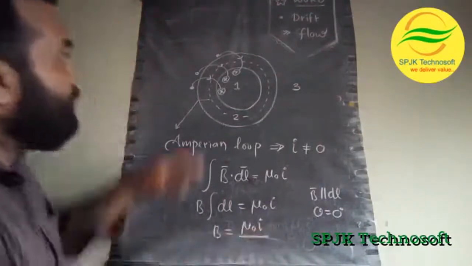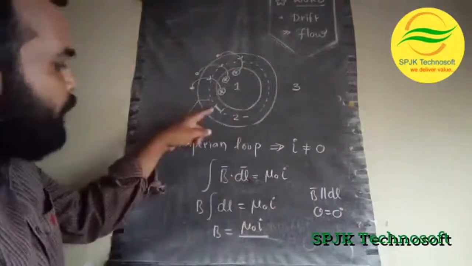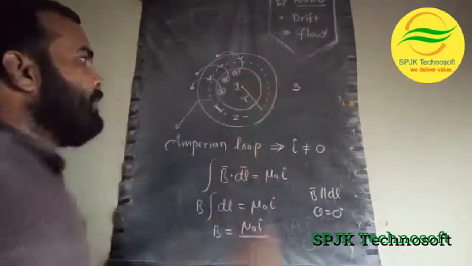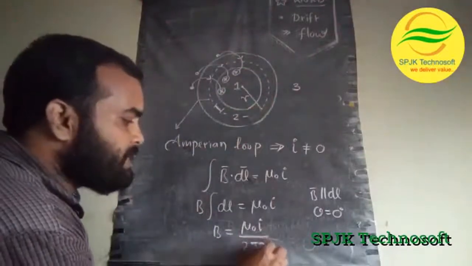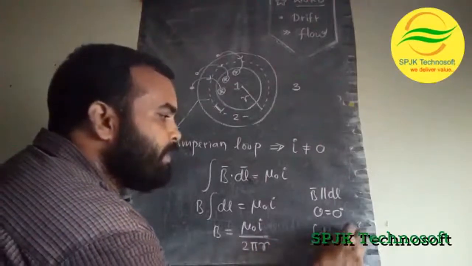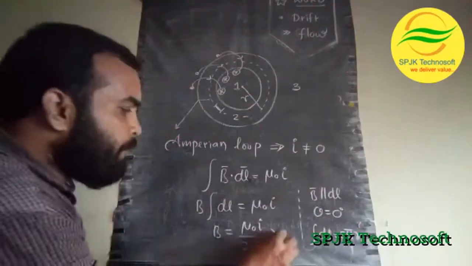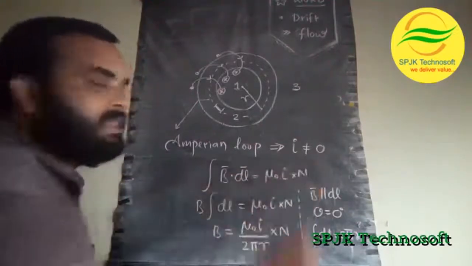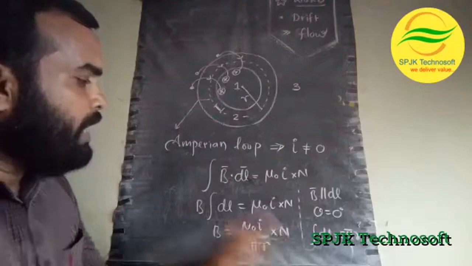Please see, integral dl means, if you take a small element dl on the Amperian loop, and suppose I have taken the radius as r, then it is equal to the circumference of the Amperian loop. For a circular shape it can be written as 2 pi r. It shows the total length of the Amperian loop. For n number of turns you can multiply with n. That gives B is equal to mu naught into I by 2 pi r into n.